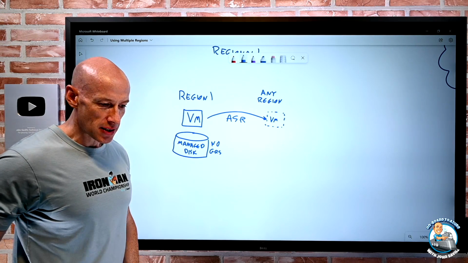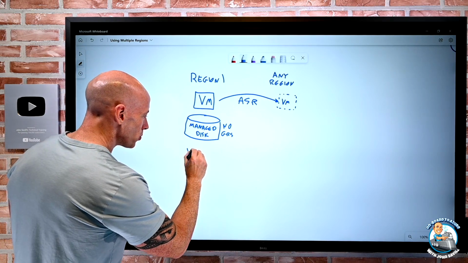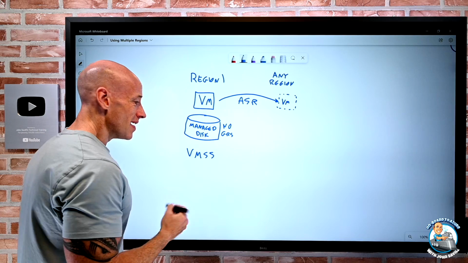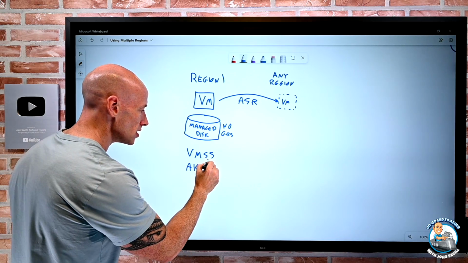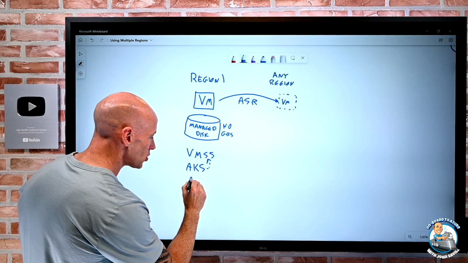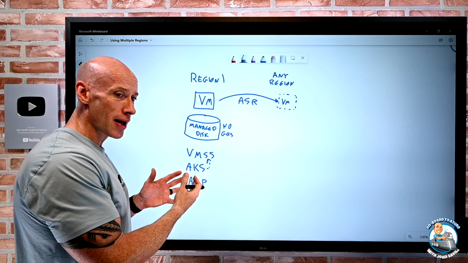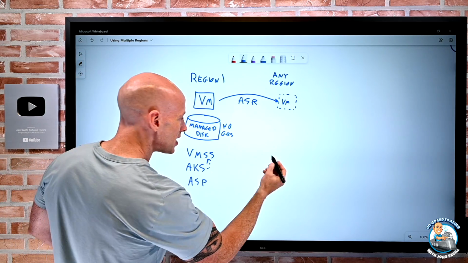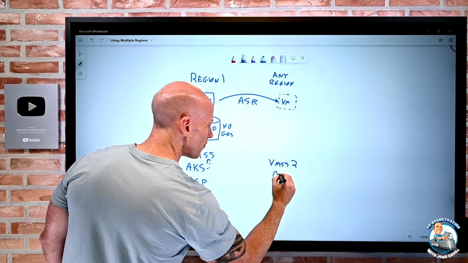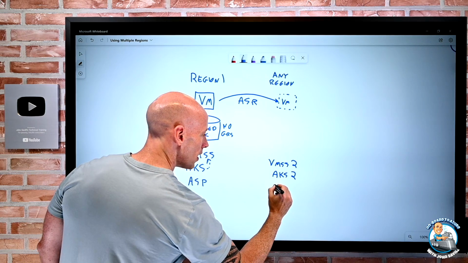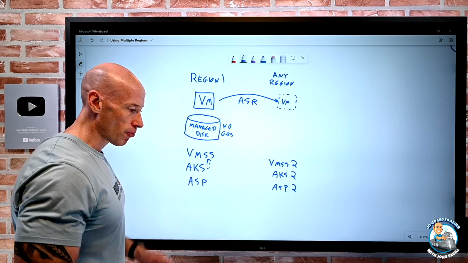Great, region of my choice. And then all the other compute services are regional. If I'm a virtual machine scale set, if I'm an AKS, Azure Kubernetes Service node pool, which uses virtual machine scale sets, if I'm an app service plan, I'm creating all of these within the region anyway. And again, I would just create a different instance. Over here, I'd have VMSS 2, I'd have AKS 2, I'd have app service plan 2. They're not related. They're completely separate.